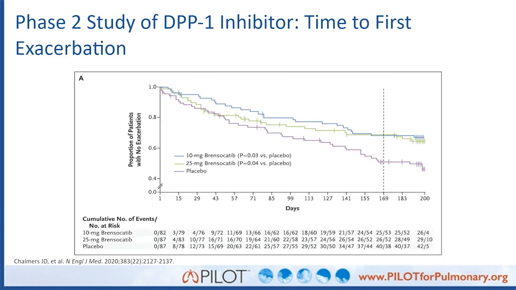But that alone isn't going to get you an approval. You need to demonstrate a clinical benefit. In a phase 2 study of a DPP1 inhibitor, looking at the time to first exacerbation, you can see here there was considerable improvement at both of the doses tested compared to the placebo. That was an intriguing result, and it is now prompting that program into phase 3 clinical trial testing.